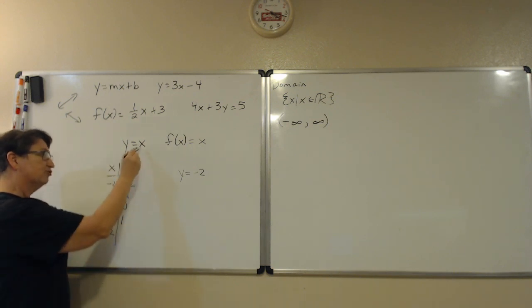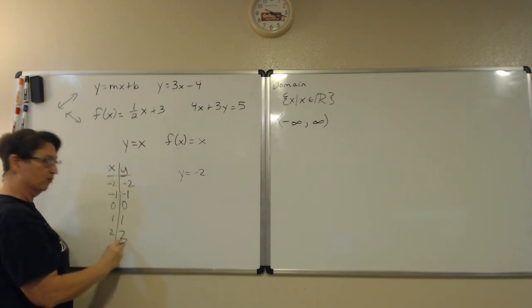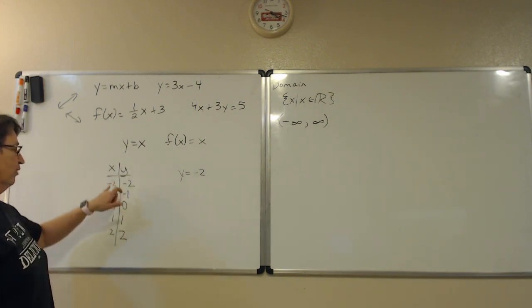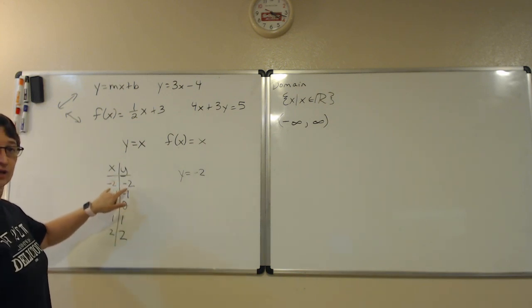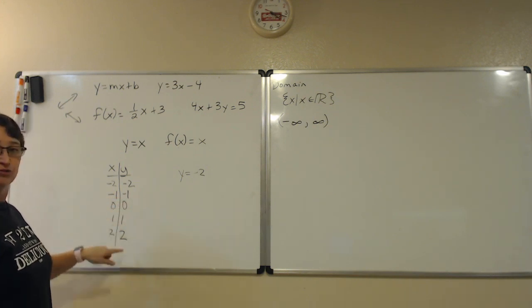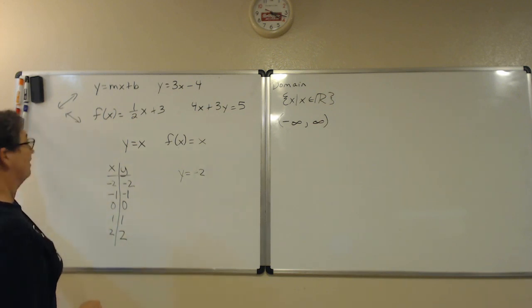When I put in 2 for x, well then out comes 2 for y. So I have these 5 points on this graph: (-2, -2), (-1, -1), (0, 0), (1, 1), and (2, 2). All right, we're going to graph that.